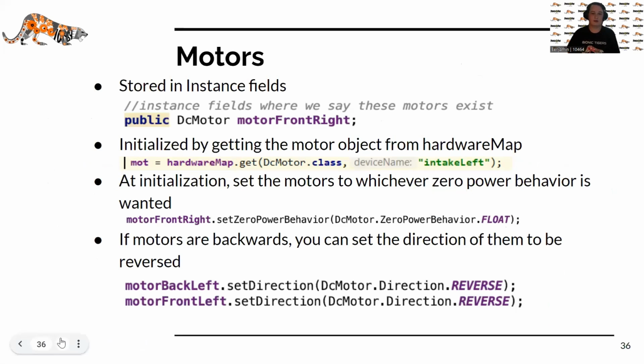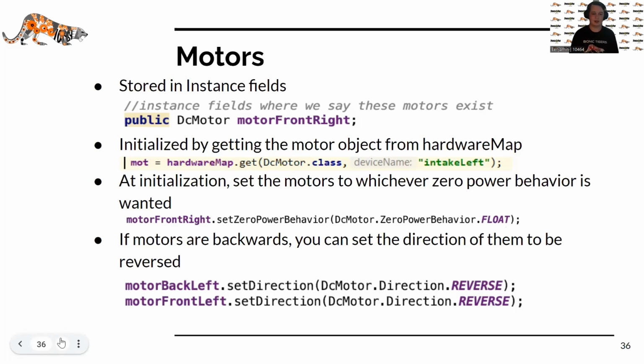So motors, they're stored in instance fields, as you can see here. DC motor front right, so that'll be our front right motor on our drivetrain or whatever. They're initialized by getting the motor object from hardware map. This is that line of code we showed before. If you have DC motor before the dot class, then it'll obviously initialize a motor.